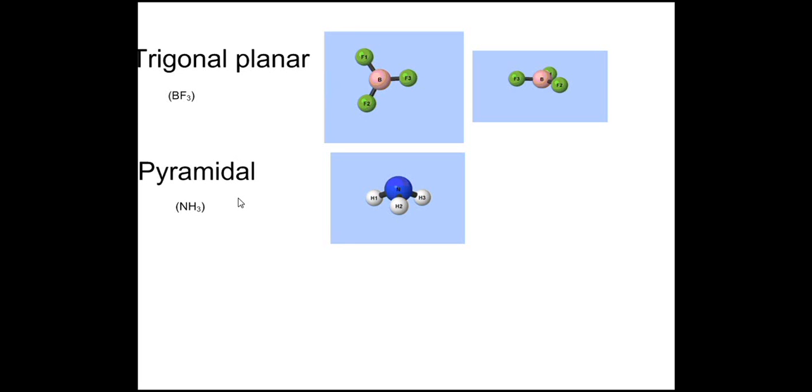The contrast will be the pyramidal structure, which is the NH3 structure, where we see that the nitrogen is on the top and the hydrogens are pushed away due to the lone pair on the top, and it forms a pyramid. If we draw lines here, we'll see that we can form a pyramidal structure.